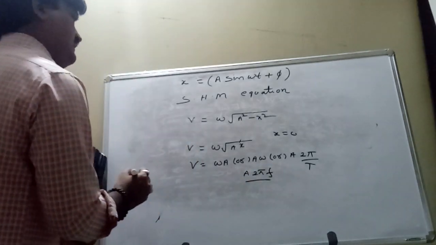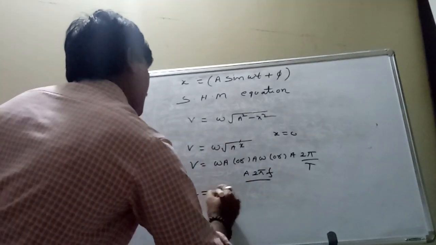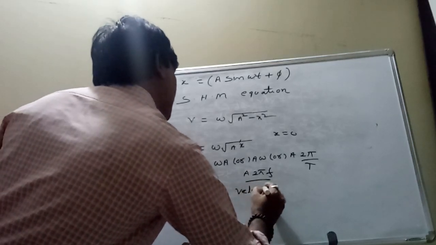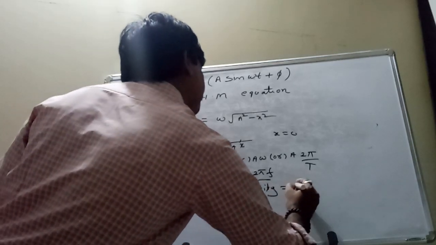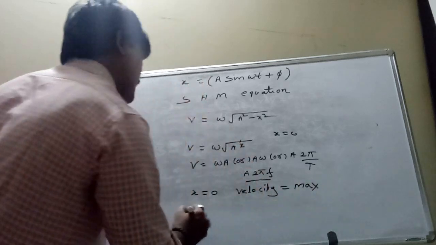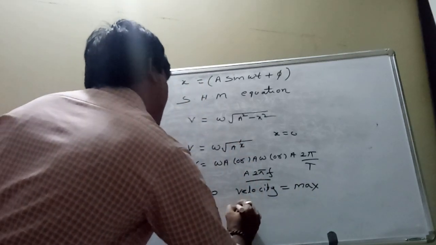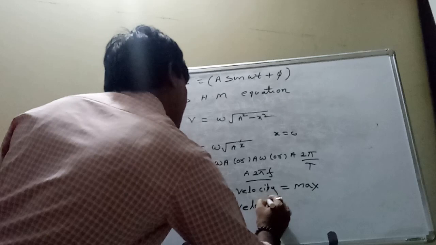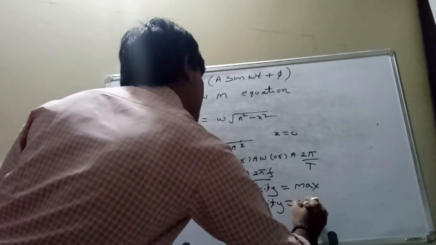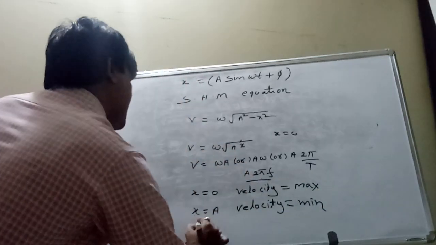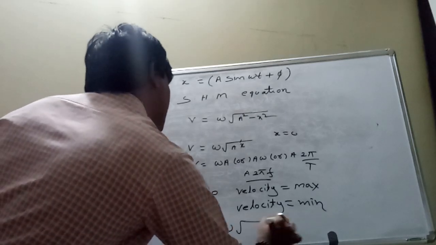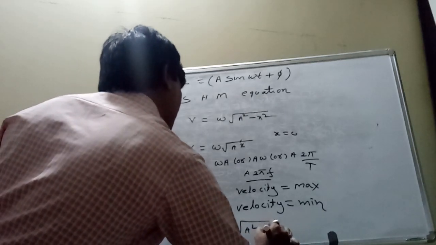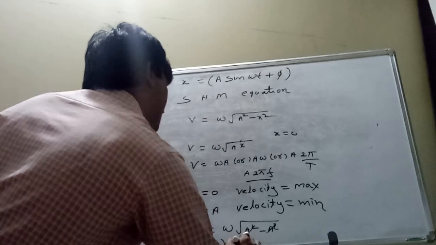So at x = 0, the velocity is maximum. At x = a, the velocity is minimum. So v = ω√(a² − a²), both cancel, and v = 0.